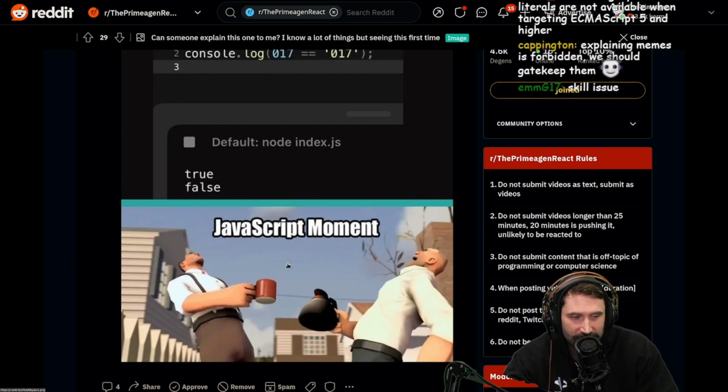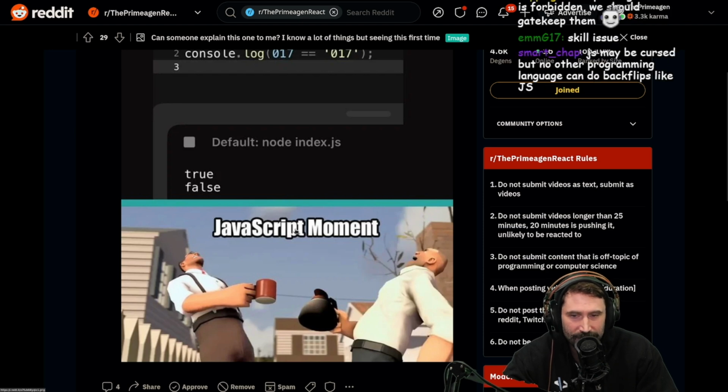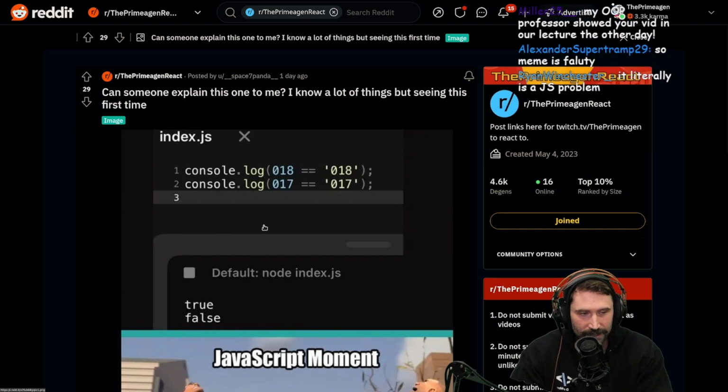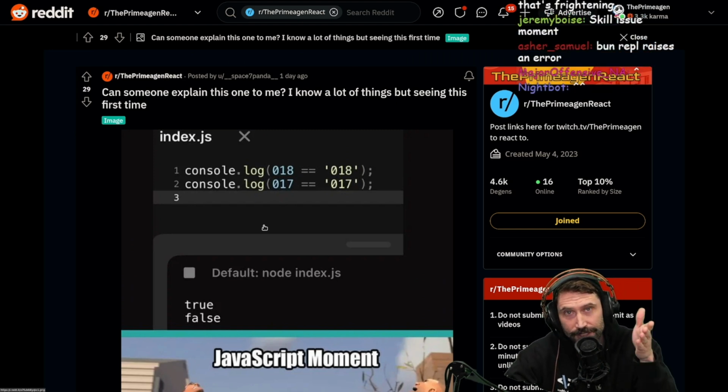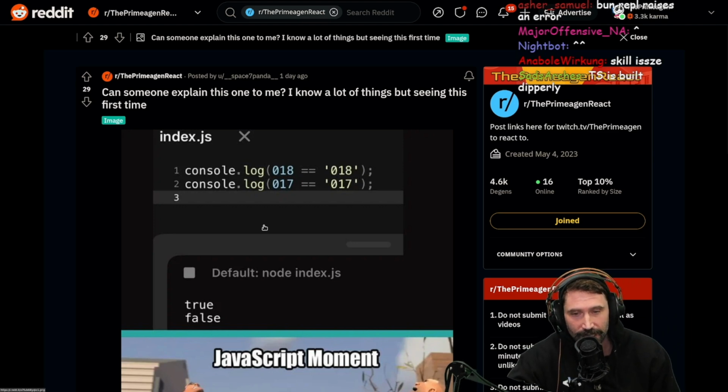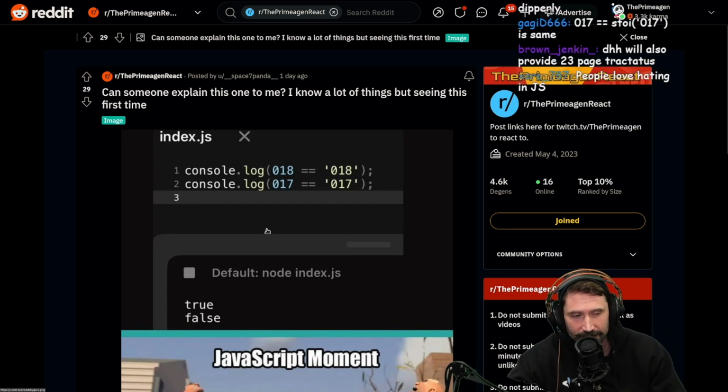Can DHH fix this? Absolutely. It's a skill issue. This is actually a skill issue. This isn't some "JavaScript is hilarious" issue. So the meme is unfortunately faulty, and I hope you learned something. Hopefully everybody here today learned something, that's amazing. This was our little "let's talk about it technically" kind of moment.